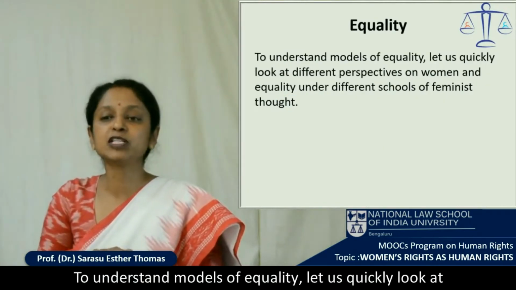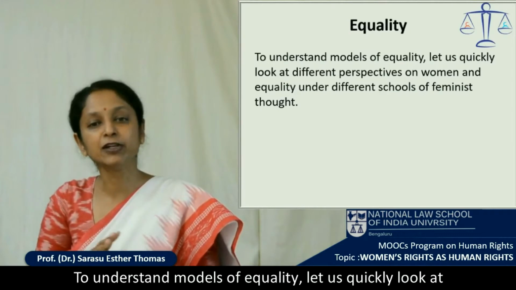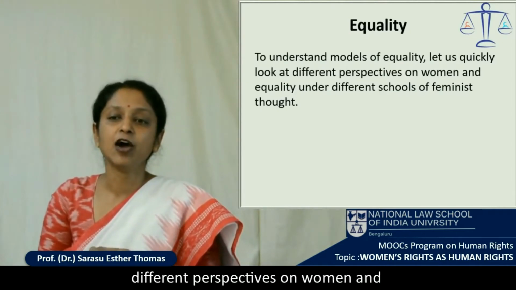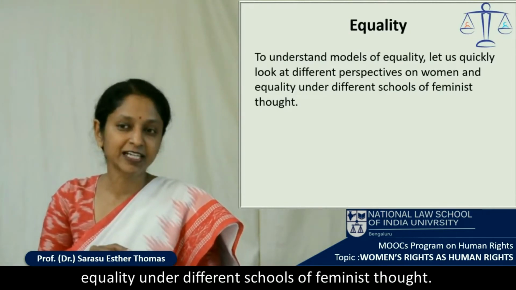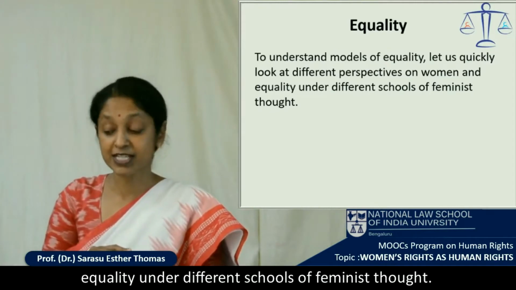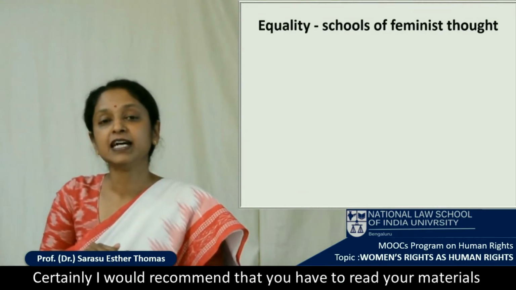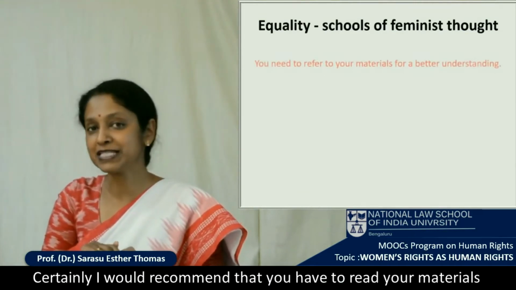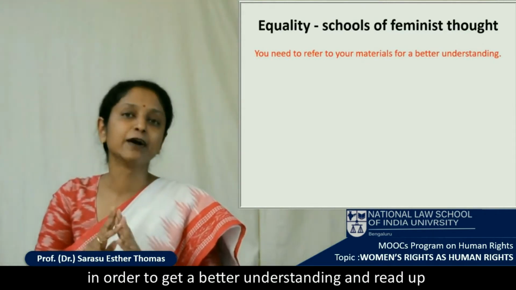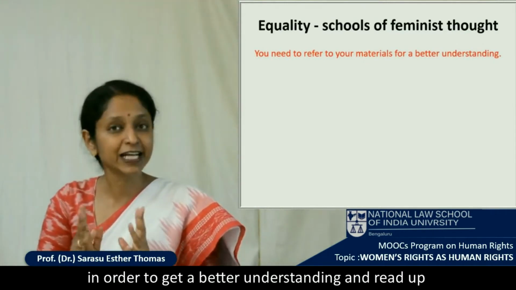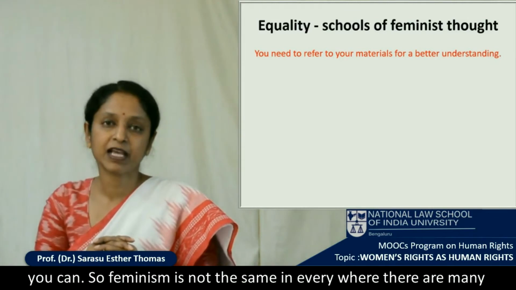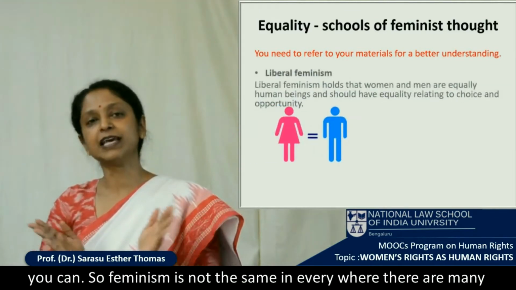Now, to understand models of equality, let us quickly look at different perspectives on women and equality under different schools of feminist thought. Certainly, I would recommend that you read your materials in order to get a better understanding, and read up where you can. So feminism is not all the same everywhere.